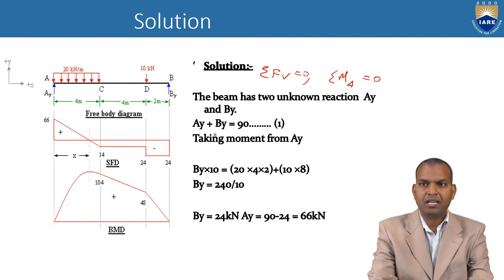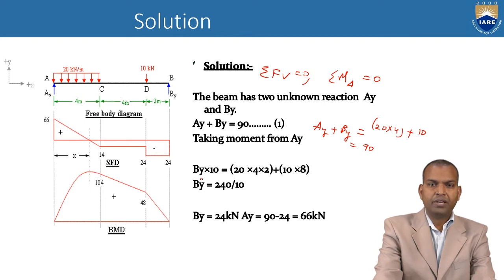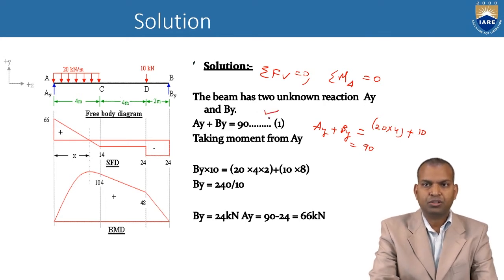What is sigma FV? Upward forces are equal to downward forces. What are the upward forces? Reactions AY plus BY, equal to the downward forces, which are the UDL load converted into a concentrated load, 20 into 4 downwards, plus 10, then total 90 kilonewtons. AY plus BY equals 90 kilonewtons.